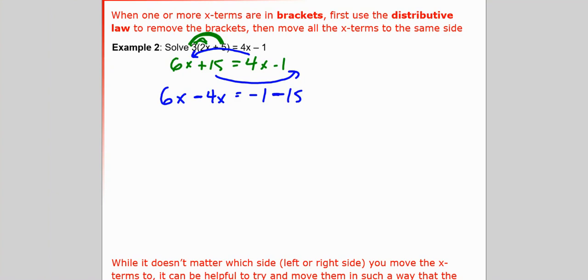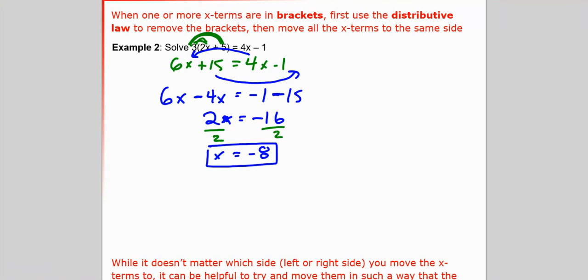Now we just solve like we have before, combining like terms. 6 minus 4 is 2x, and negative 1 minus negative 15 is negative 16. Okay, now we finally get to the point where we can do the inverse operation to solve for the x. So divide both sides by 2, and we get negative 8. Very good.